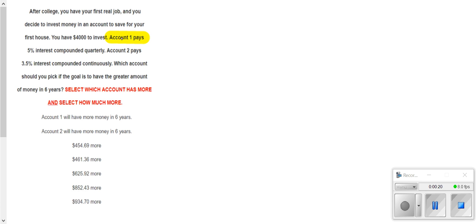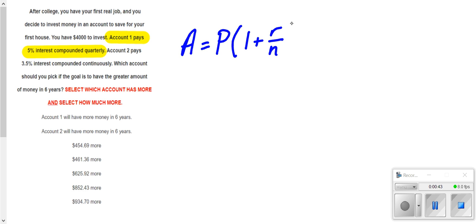There's an account that does 5% interest, and it's quarterly interest. So that one is going to make use of the formula that isn't for continuous. It's the one that's for periodically compounded interest. And that's A equals P times (1 plus r over n), where r is the rate as a decimal, and n is how many times compounded per year. And then that same value n multiplied by how many years.